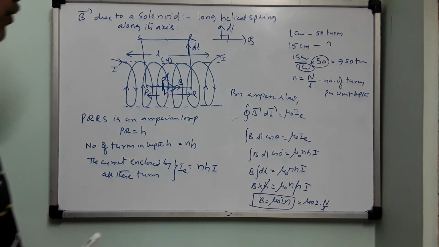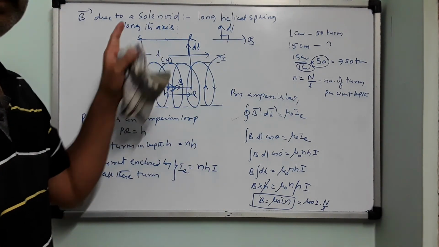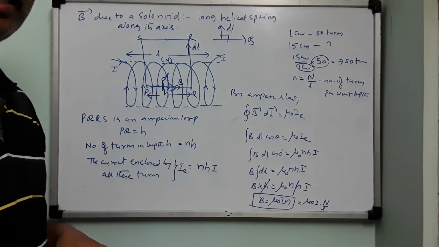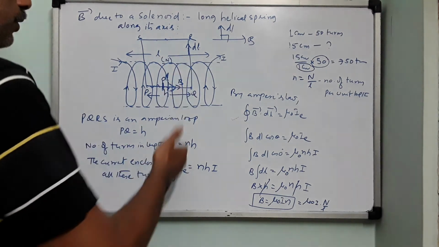So what about the magnetic field outside? You have to write that the magnetic field outside the solenoid is 0. Only magnetic field exists along the axis. Fine. What about this direction?